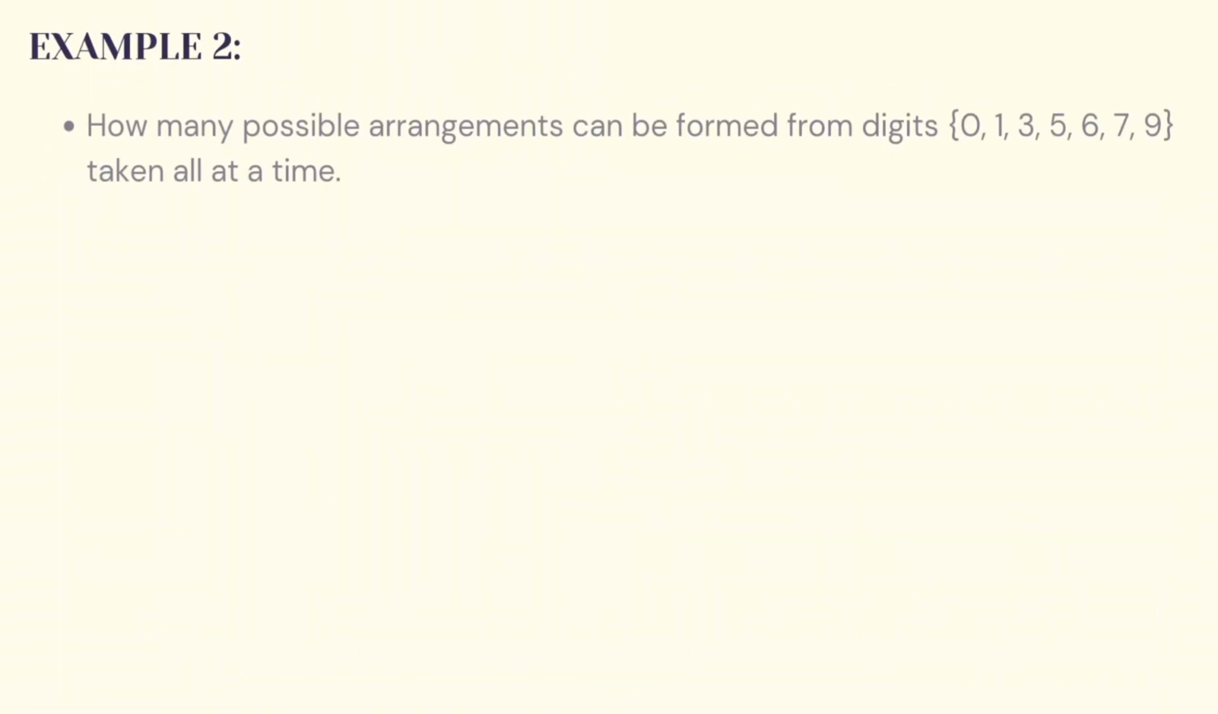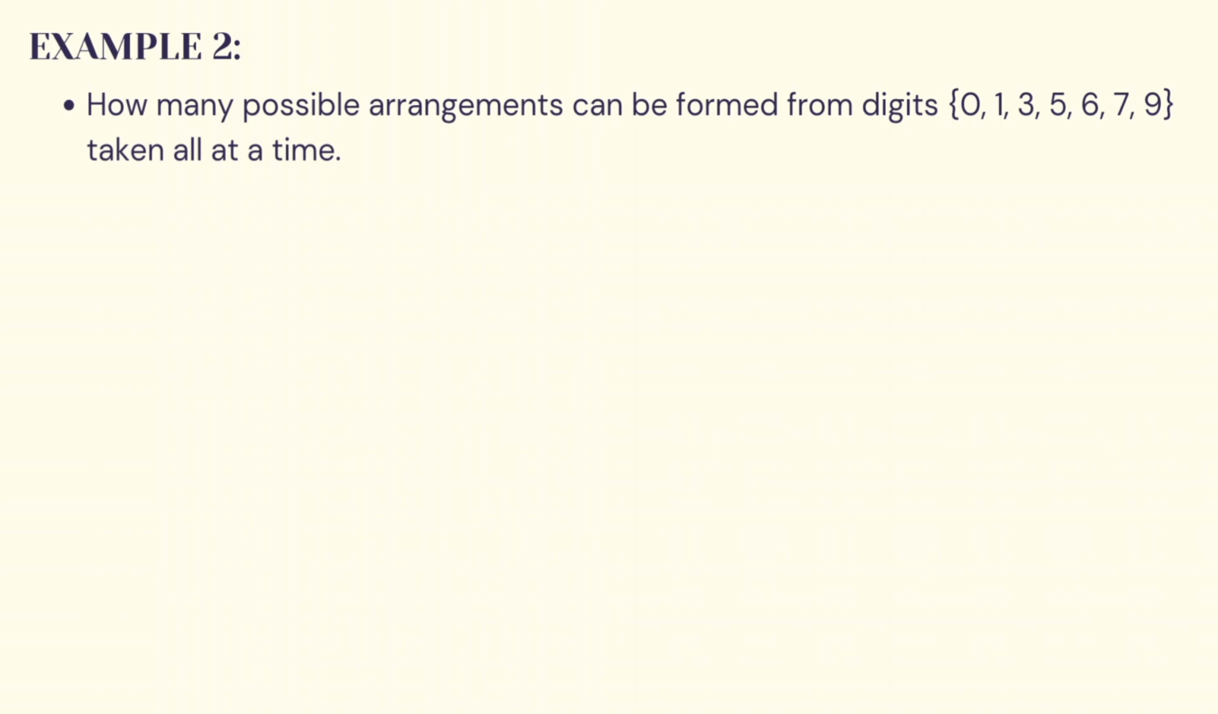Example number 2. How many possible arrangements can be formed from digits 0, 1, 3, 5, 6, 7, and 9, taken all at a time? Now, identify the objects and the total number of them in the set. In this case, the objects are the digits 0, 1, 3, 5, 6, 7, and 9. There are 7 of them, or there are 7 digits. Hence, n will be equal to 7.